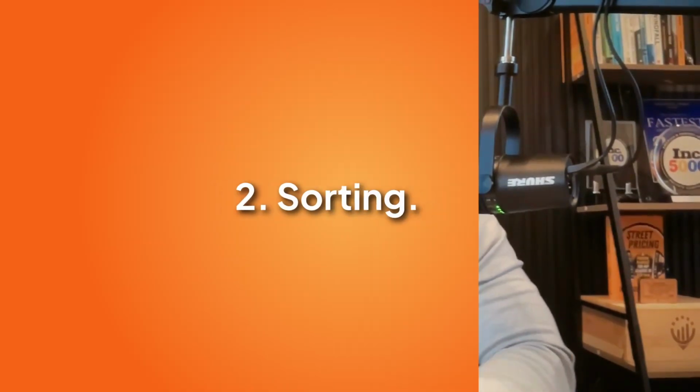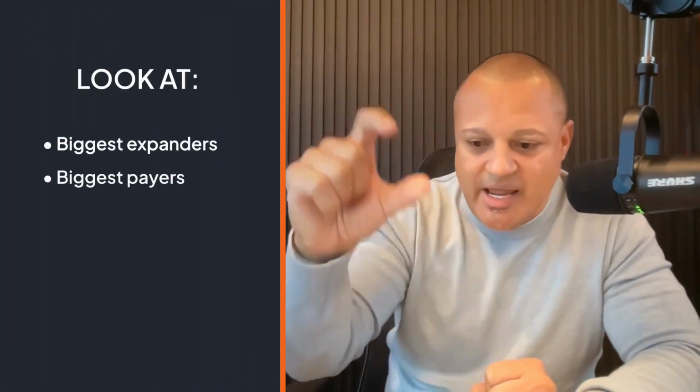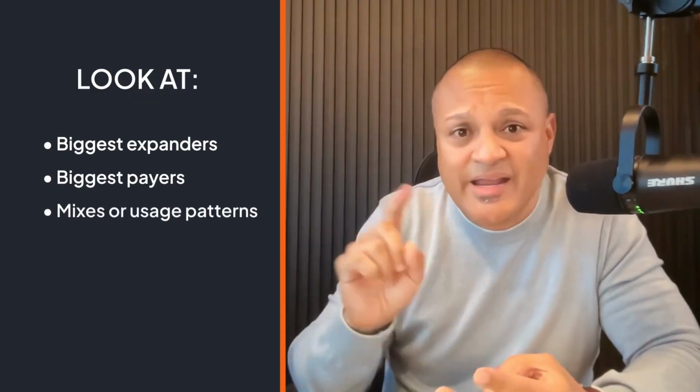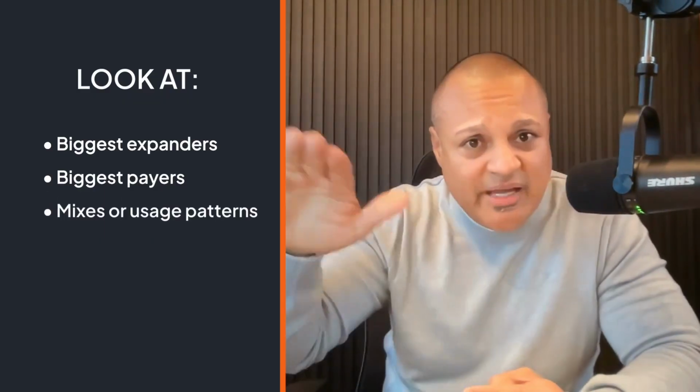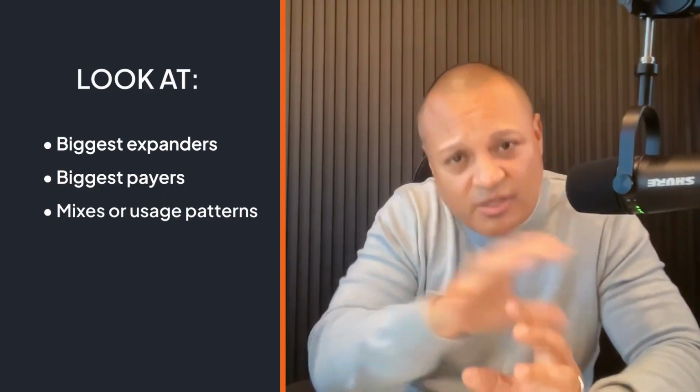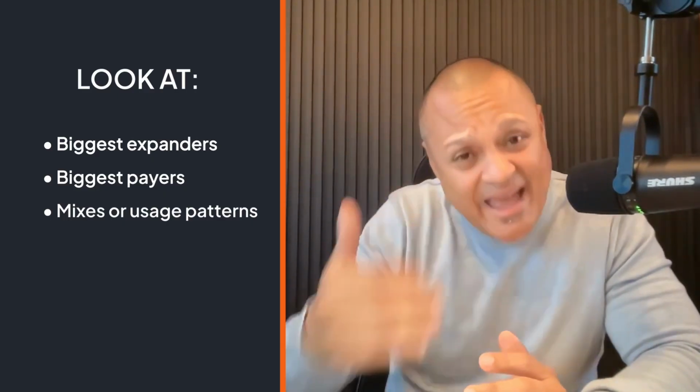From there, you start with the sorting and understanding, again, top to bottom: who are your biggest expanders, who are your biggest payers, understanding also any mixes or any usage patterns where you see any sharp increases or power usage. Look for those things in the data, and that allows you to look for misalignment as well as for candidates for your value metric. So segment and then sort. Those are the first two things you want to do.